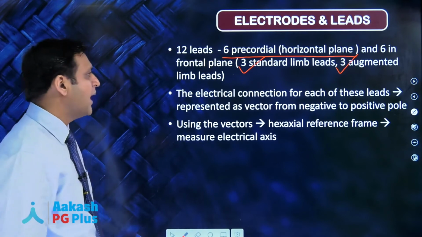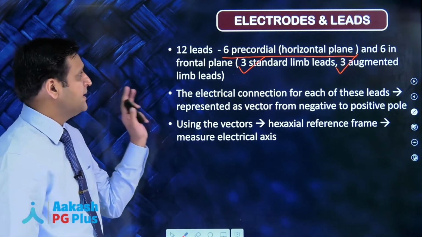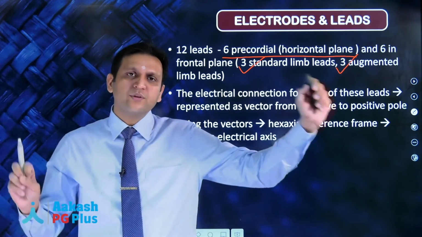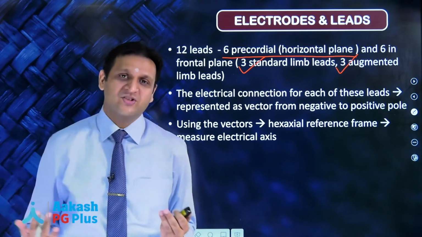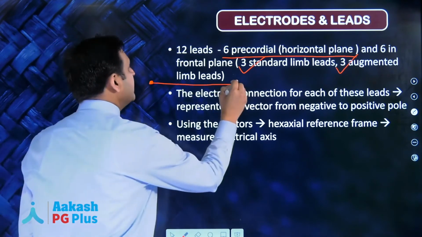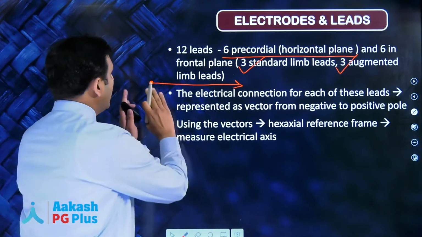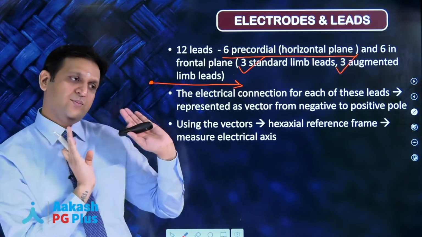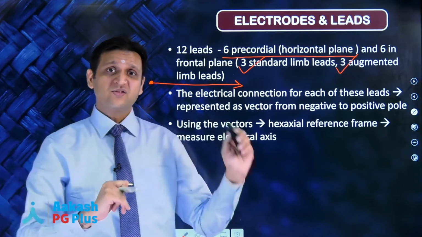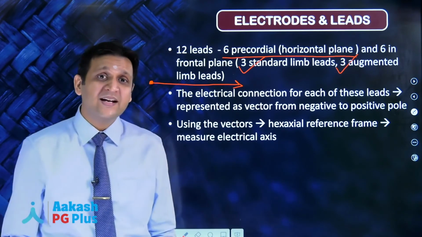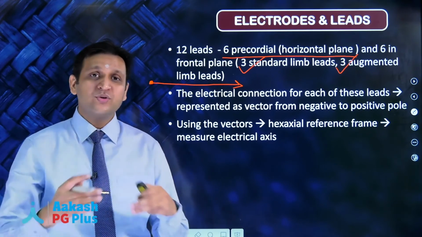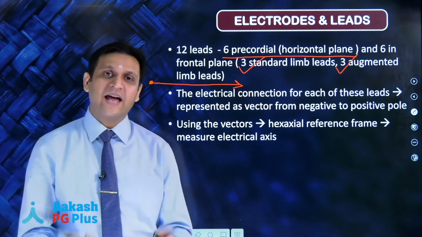Fine. Now, the beauty of these leads is that whenever there is an electrical potential moving from one of these electrodes to another, we can represent it as a vector. You are all aware of vectors, right? Simple arrows from one point to a second point. So when we connect two electrodes, when there is electrical activity moving from one to another, that can be represented as a vector. And using these vectors, what has been created is a hexaxial reference frame. Using these vectors, we can measure the electrical axis of the heart.